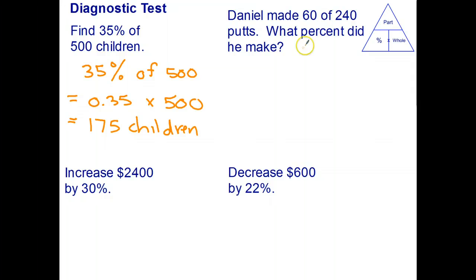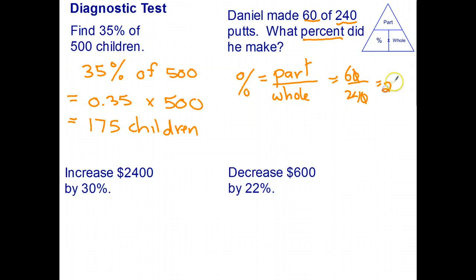Looking at the second question, we're looking for the percent. That's the whole. That's the part. Percent equals part divide whole. Percent equals part over whole equals 60 over 240. Well, I can knock off a couple of zeros, and 6 over 24 is 1/4. So that one I don't need a calculator for. He made 25% of his putts.